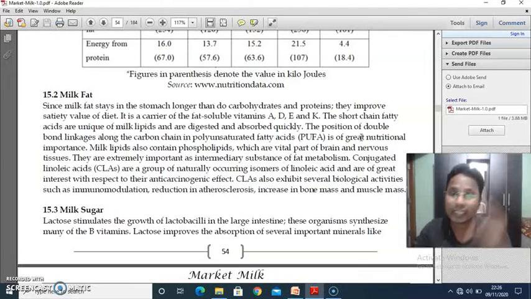So we have to keep it in mind. The third point is that it contains conjugated linoleic acid, that is the CLA, which fights against the cancer producing cells, and that is called the anti-carcinogenic effect. Therefore it also plays a very important role. And again this CLA also has biological activities such as immunomodulation, reduction in atherosclerosis, and increase in bone mass and muscle mass. So in this lecture we have seen the first major milk component, that is the milk fat.